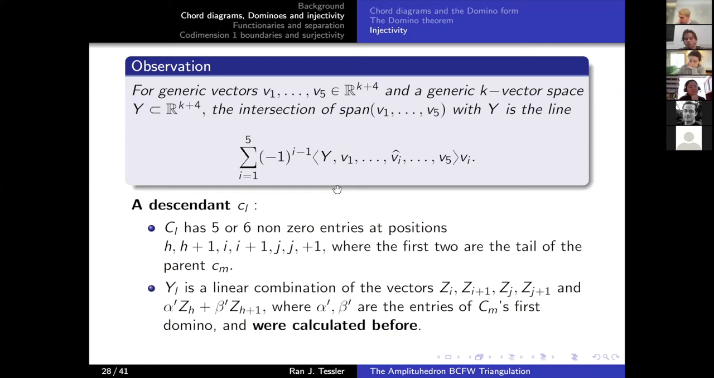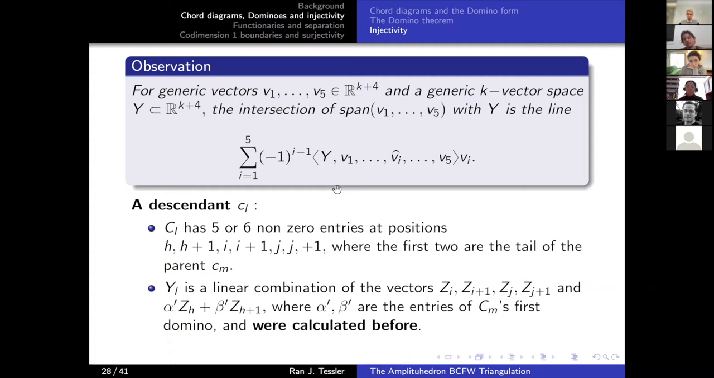The corresponding row in Y will be, as before, a linear combination of Vi, Vi plus one, Vj, Vj plus one, and some linear combination of Vh and Vh plus one. But we know which linear combination it will be, because we know that the Hh plus one entries of Cl are proportional to those of the parents, and we calculated it already for the parents. So effectively, again, we have only five vectors. So again, we can apply the observation and find the preimage.